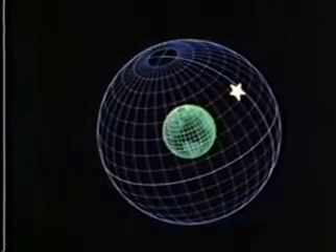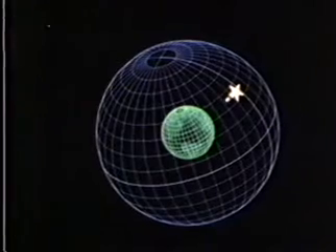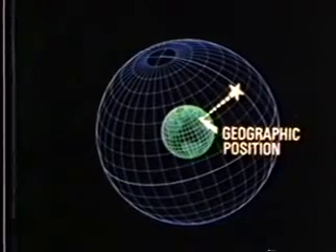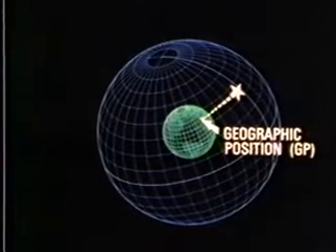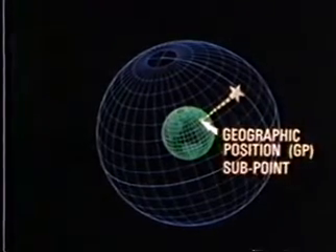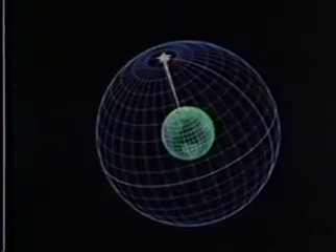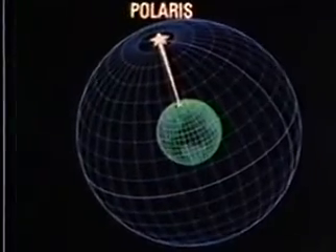Conversely, every celestial body has a point on the Earth directly below it. This is called the geographic position, or GP, of the celestial body. Sometimes it is called the subpoint. If you were at the geographic position of Polaris, the star would be directly overhead at your zenith, and you would be near the North Pole.